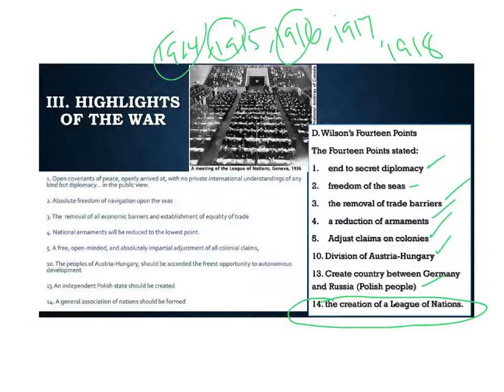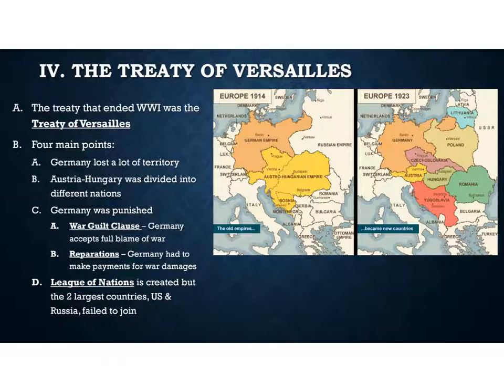He has this idea, this belief, a League of Nations. That will definitely make it into Versailles, amongst a few other things. The Treaty of Versailles is a treaty that ends a war that the European powers actually create and sign. In it, here are the main points. Germany loses a lot of territories. Take a look at the maps before and after. Austria-Hungary is divided up so that they don't become an issue anymore.